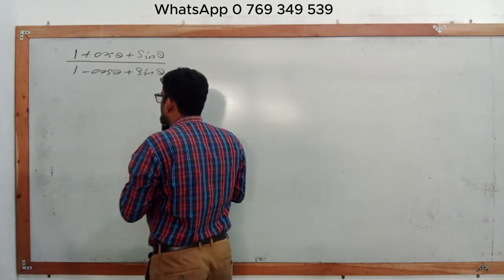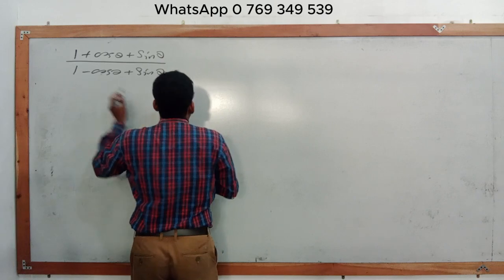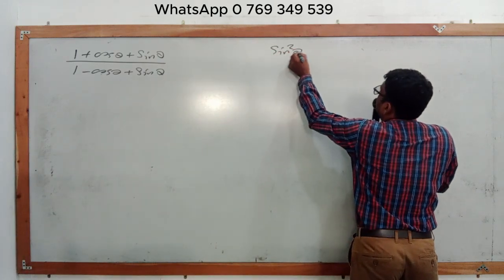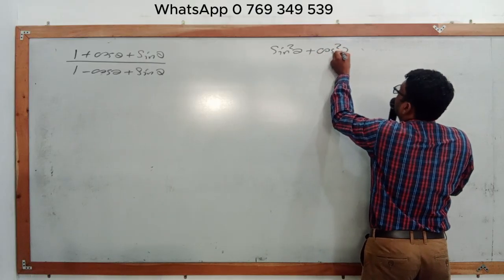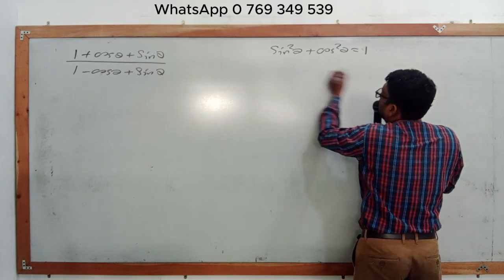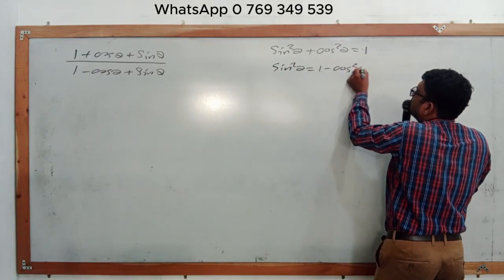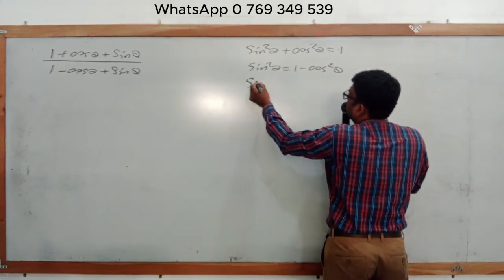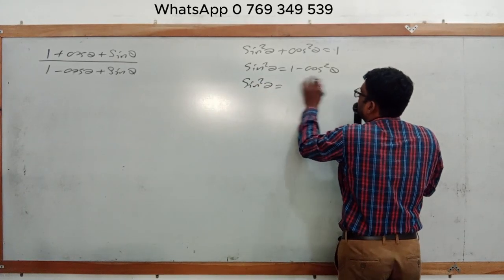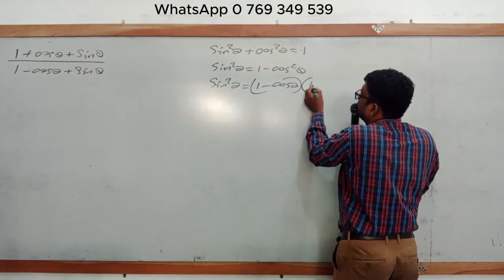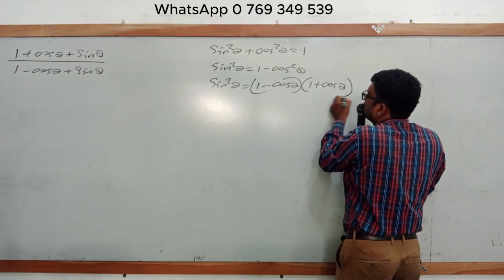We need, what is that? We know the theory: sin square theta plus cos square theta equals 1. Therefore sin square theta equals 1 minus cos square theta. Therefore sin square theta equals 1 minus cos theta times 1 plus cos theta.